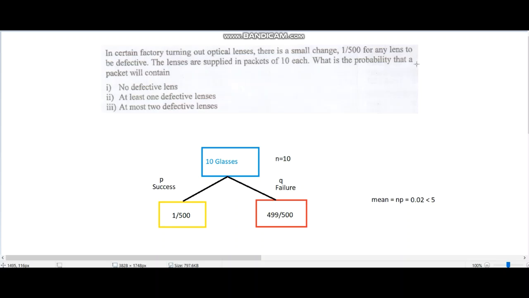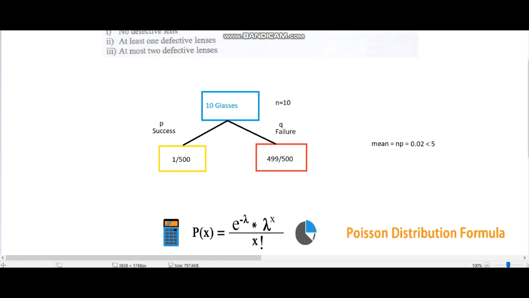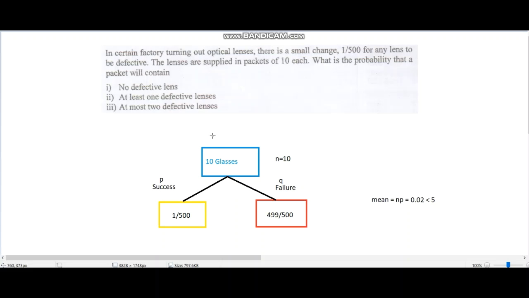So what is the probability that a packet will contain no defective lens, at least one defective lens, at most two defective lenses? If we want to understand this question, we can move on to the diagram given below. In the diagram, you can see there are 10 glasses in a packet, and there is either a success or a failure. So this is the Bernoulli trial. That means you will either have a successful experiment or a failed experiment. It depends on us what we interpret as the success or the failure.